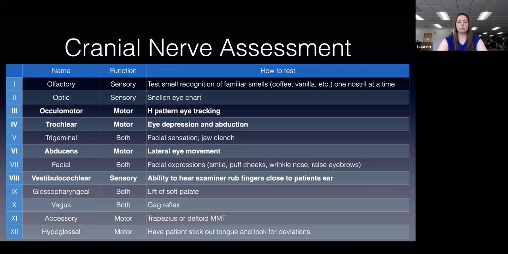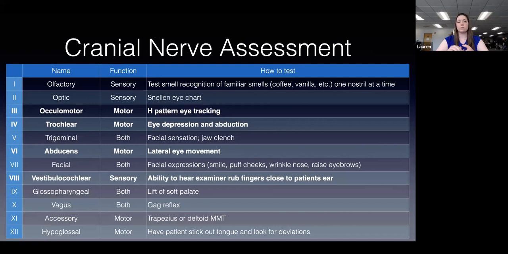The other one that's also very easy to test and can be more affected with concussions is the vestibulocochlear. An easy way to do that is if you're standing behind the patient, rub your fingers right behind their ear, and if they can hear it, it's intact. If they don't hear it, then we have some other issues. It may not be applicable if they have hearing issues on one side or both sides, but that's one way we can test for that as well.